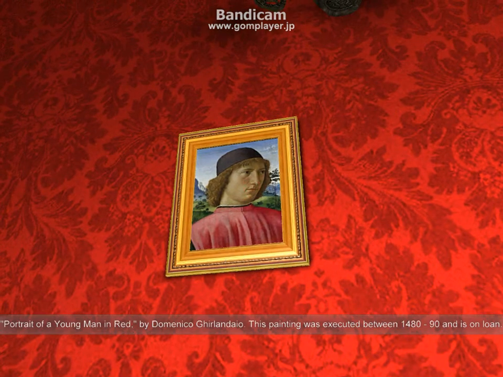Portrait of a young man in red by Domenico Ghirlandaio. This painting was executed between 1480 and 90 and is on loan.